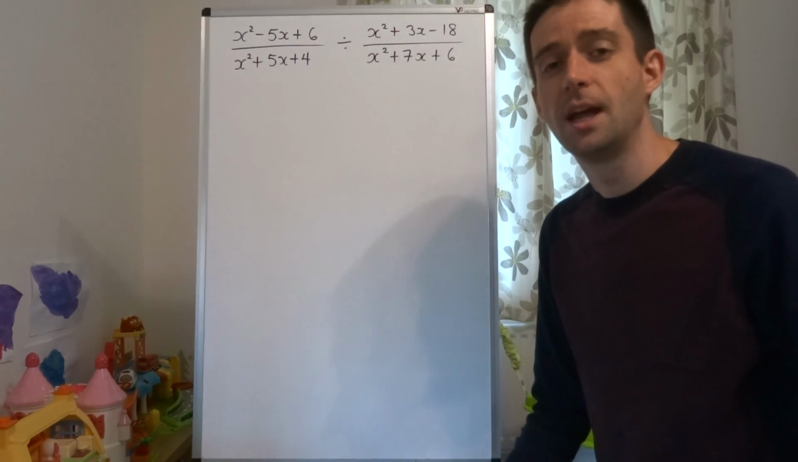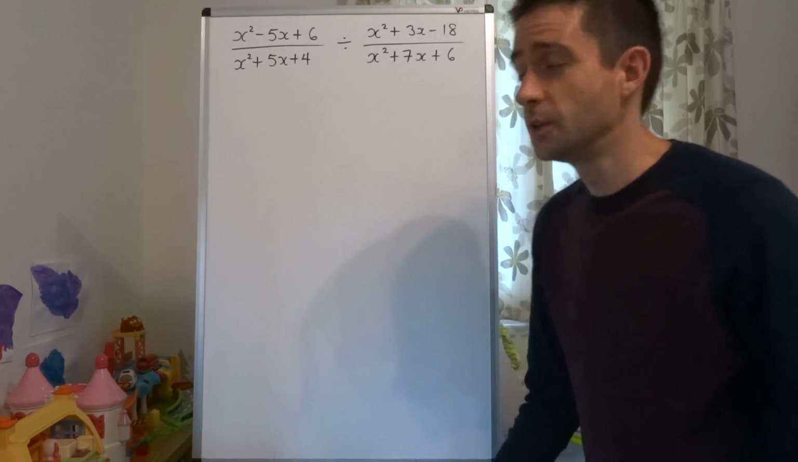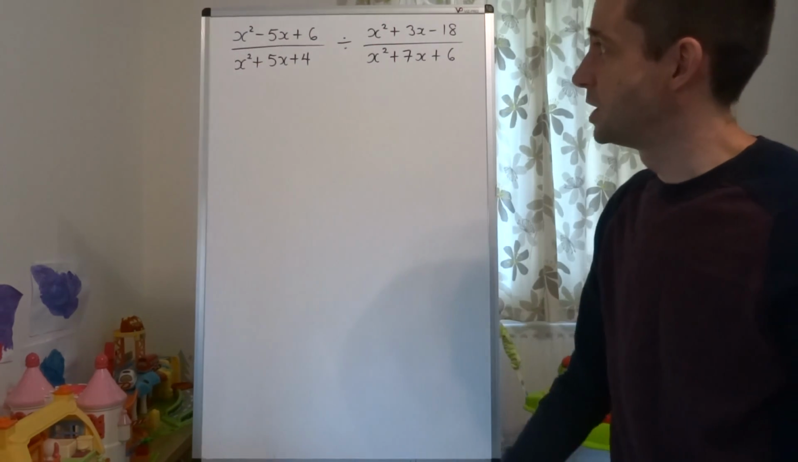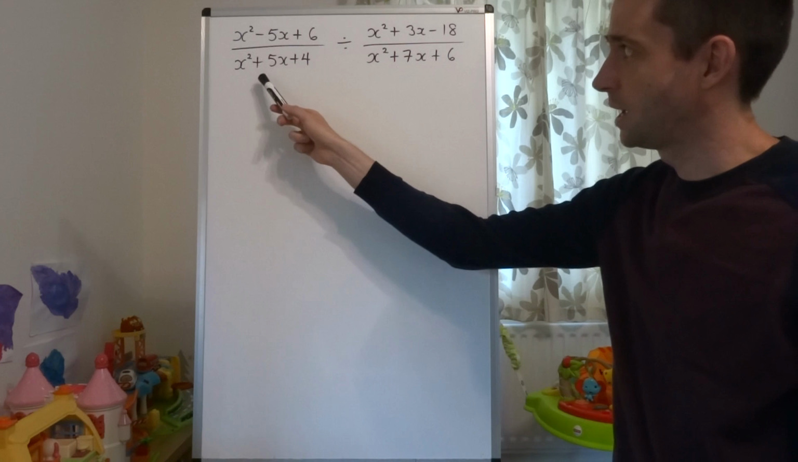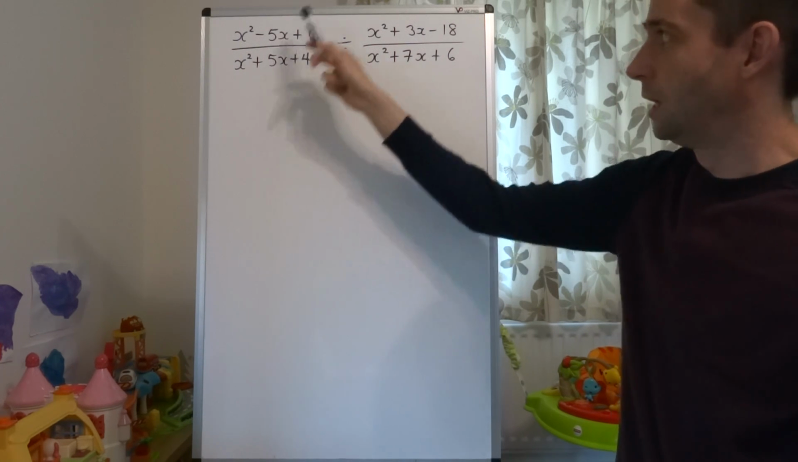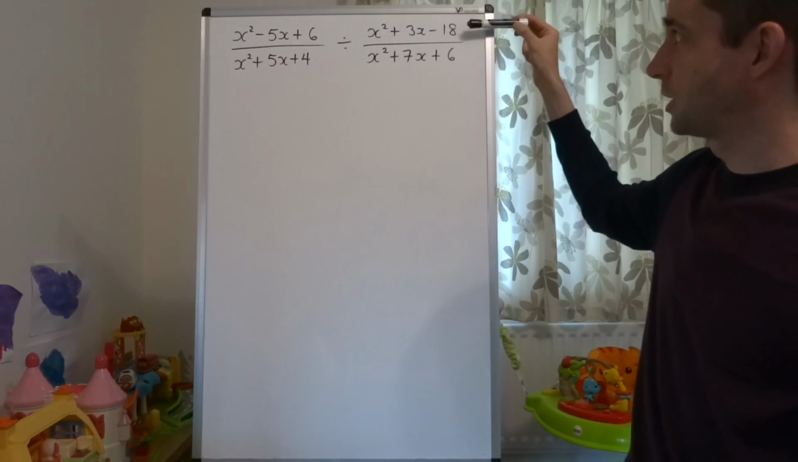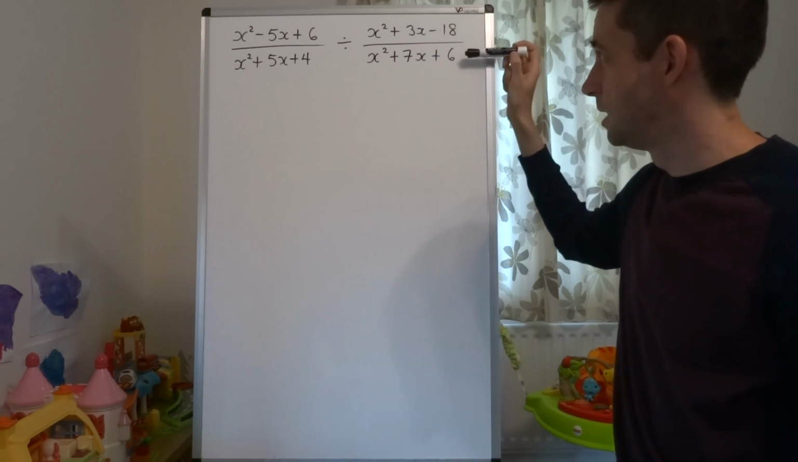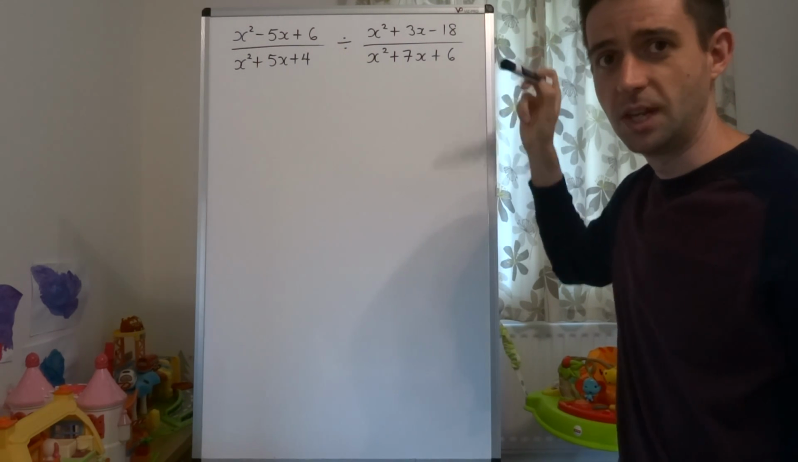This is part 4 of the lesson on algebraic fractions, and in this example I'll be going through how to divide algebraic fractions. So what I have is (x squared minus 5x plus 6) over (x squared plus 5x plus 4), and that's all being divided by (x squared plus 3x minus 18) over (x squared plus 7x plus 6).